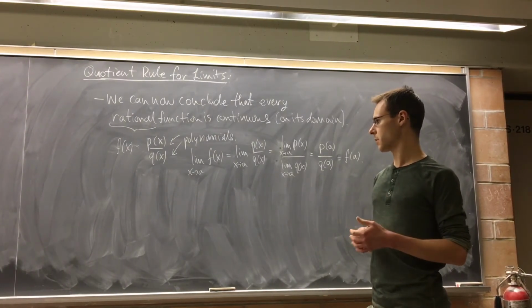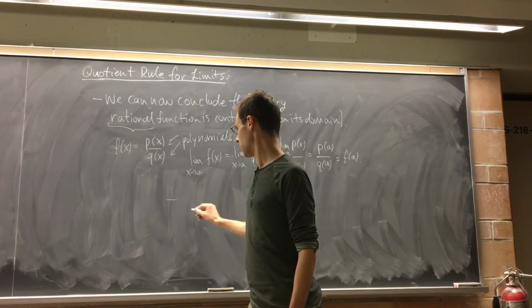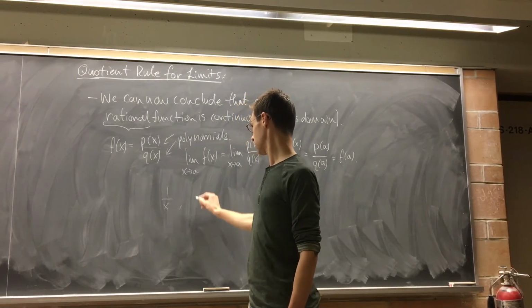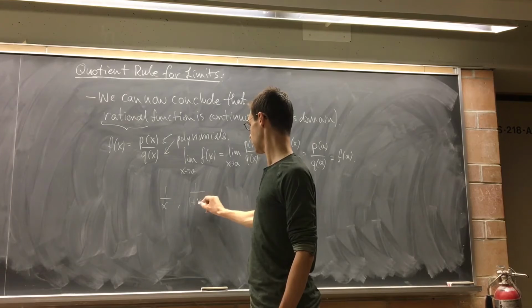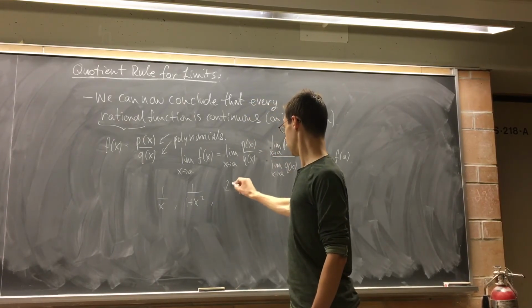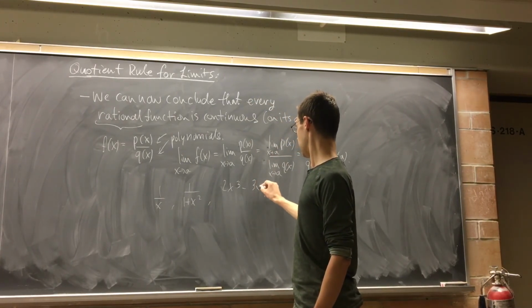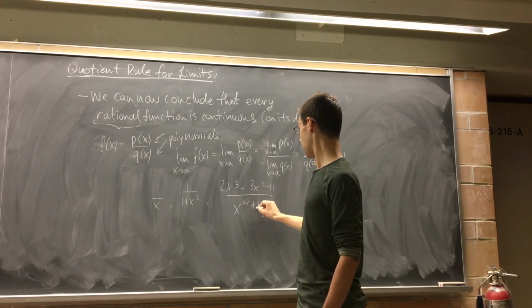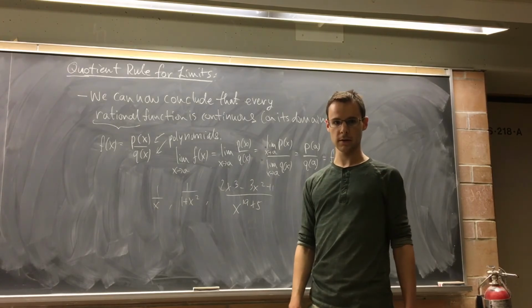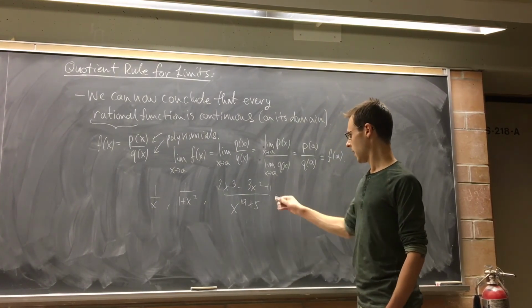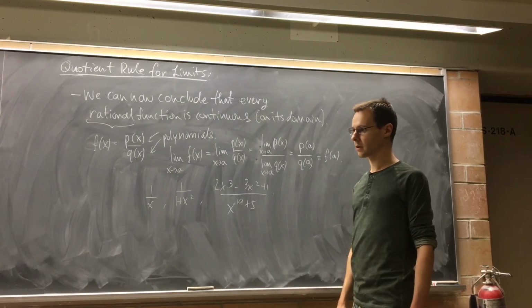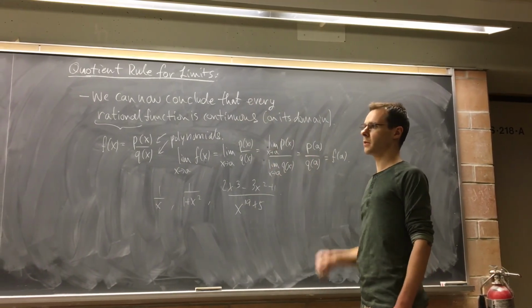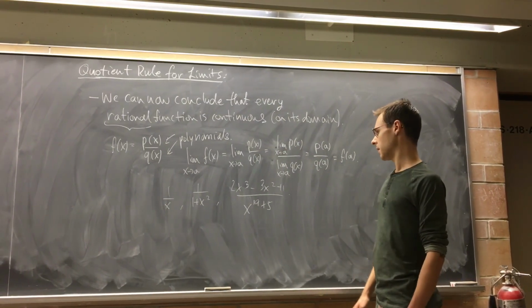So from the quotient rule, we know that things that look like this, 1 over x, 1 over, say, 1 plus x squared, 2x cubed minus 3x squared plus 1 over x to the 19 plus 5, are continuous on their domains. Any rational function you can think of is continuous. All we need to do is invoke the quotient rule, and we'd have proved that.